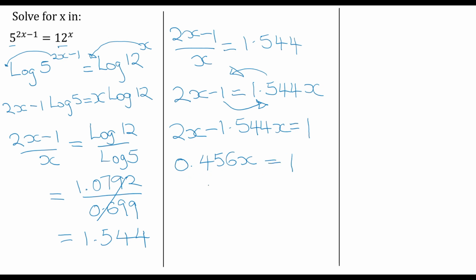Divide both sides by 0.456, you're left with x on the left hand side being equal to 1 over 0.456. In other words, the value of x in this particular equation is, when you divide 1 by 0.456, 2.193. That's your answer.